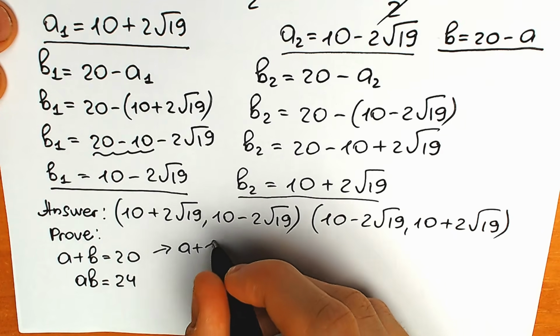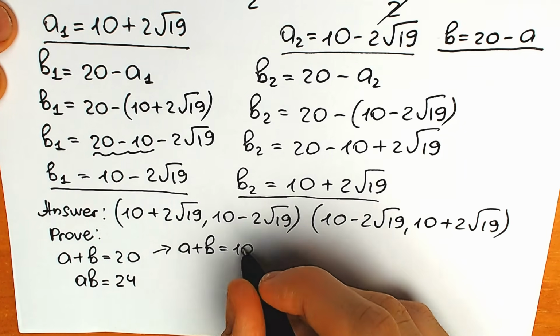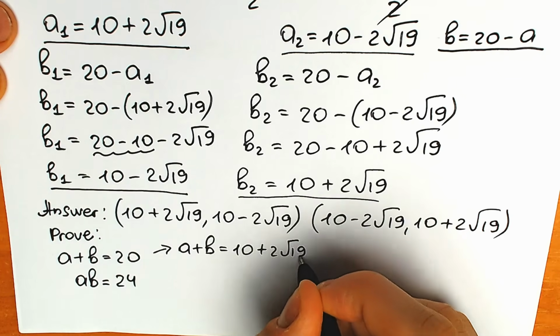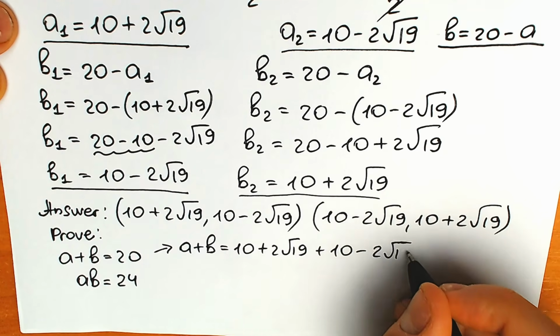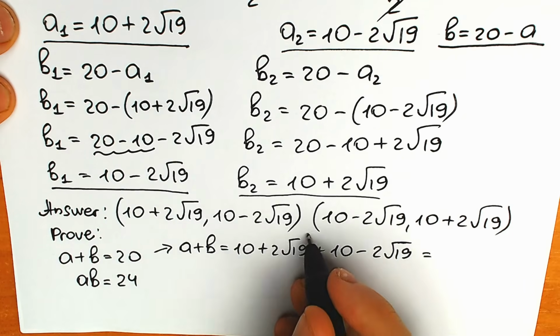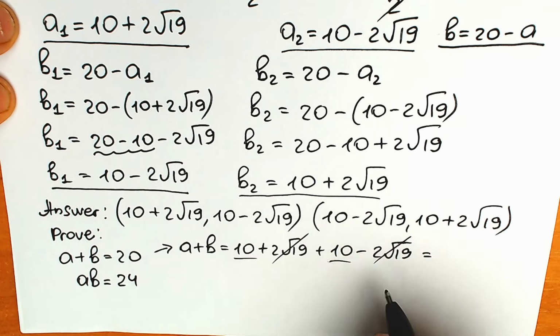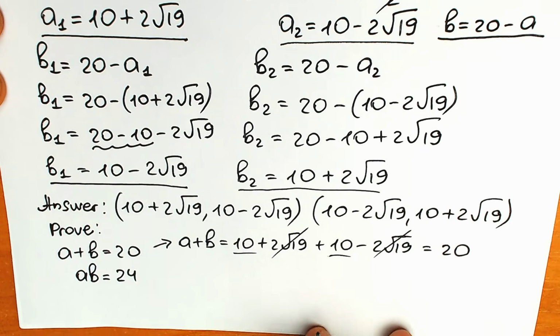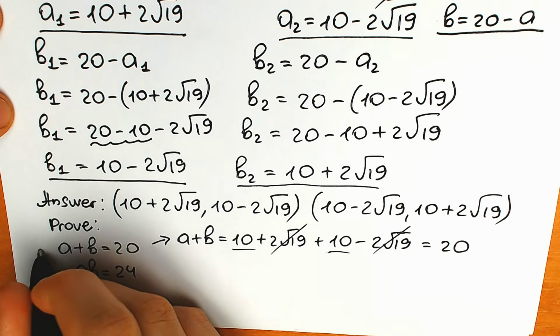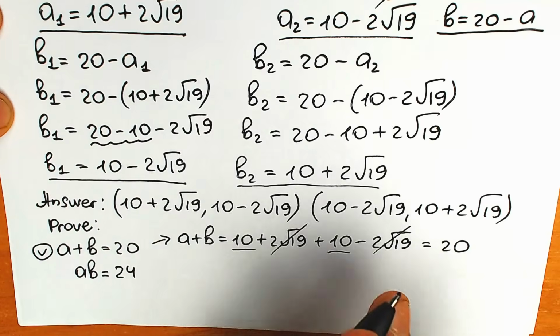So first of all, let's check real quick our addition. So a plus b equal to 10 plus 2 square root of 19 plus 10 minus 2 square root of 19 equal to. So this one we're going to cancel. 10 plus 10 equal to 20. So we have 20 right here and right here, so addition works perfectly.